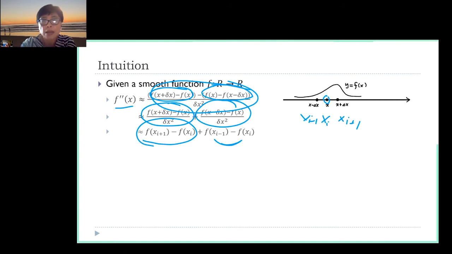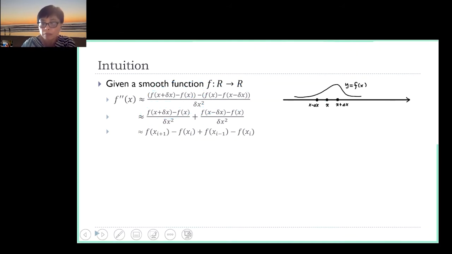In other words, these two terms are simply that you take this middle vertex and look at its two neighbors, and then you sum up the function difference with the neighbors.